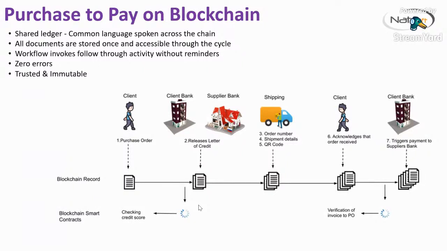Now, release of letter of credit. So the LC is released by the bank, and then that is sent to the supplier bank, and then the shipping actually happens. All these documents are now stored on the blockchain, and as soon as the particular activity happens, I can trigger workflows for the next activity to nudge the person who is supposed to do the next activity, and then simplify the whole process.